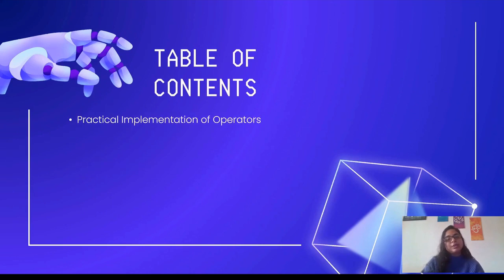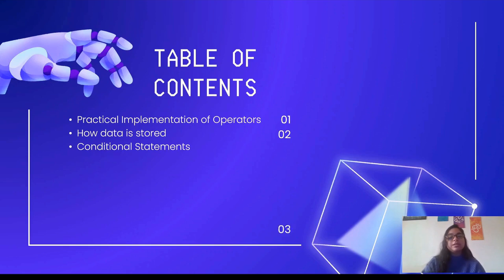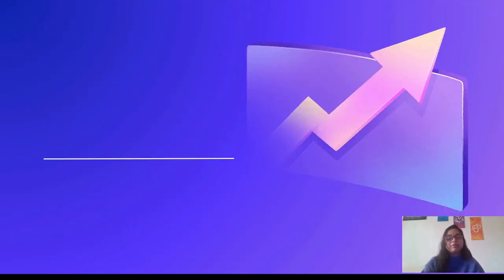Okay, so let's see what we are going to see today. We are going to see the practical implementation of operators. Then we are going to see how data is actually stored in C++ language. Then we are going to see the different types of conditional statements. This is a concept in C++. Then we also have different types of loops that we use. Why do we use loops? What exactly are loops? So we are going to see each one of them one by one.